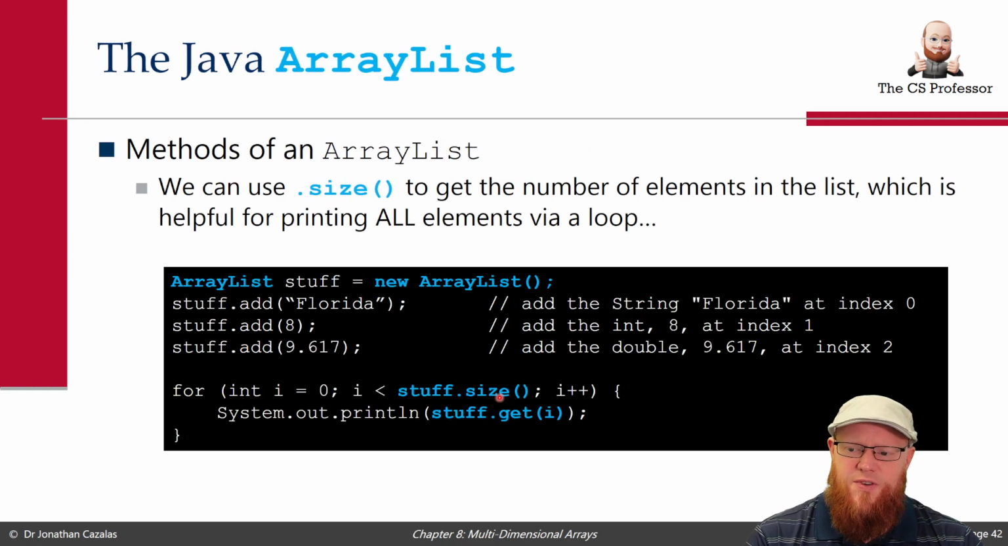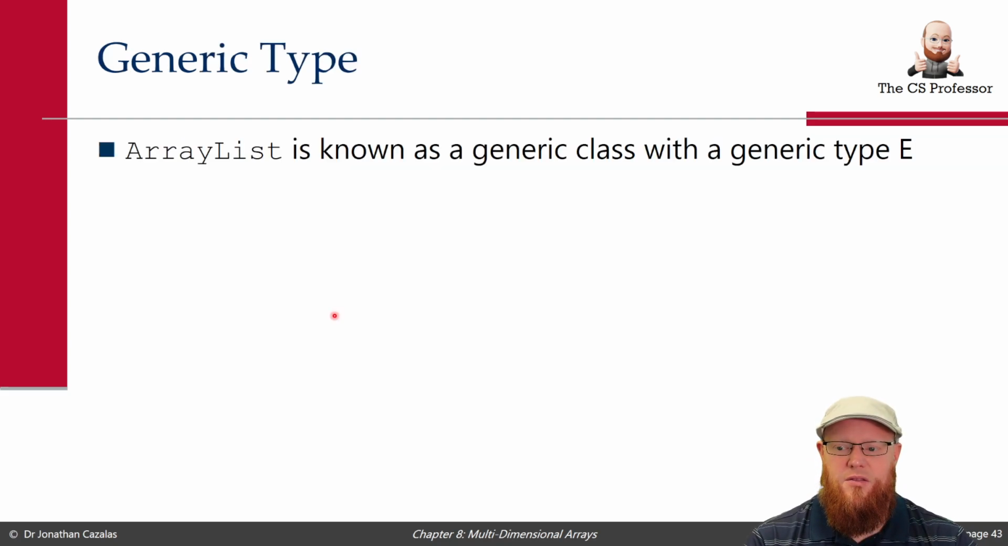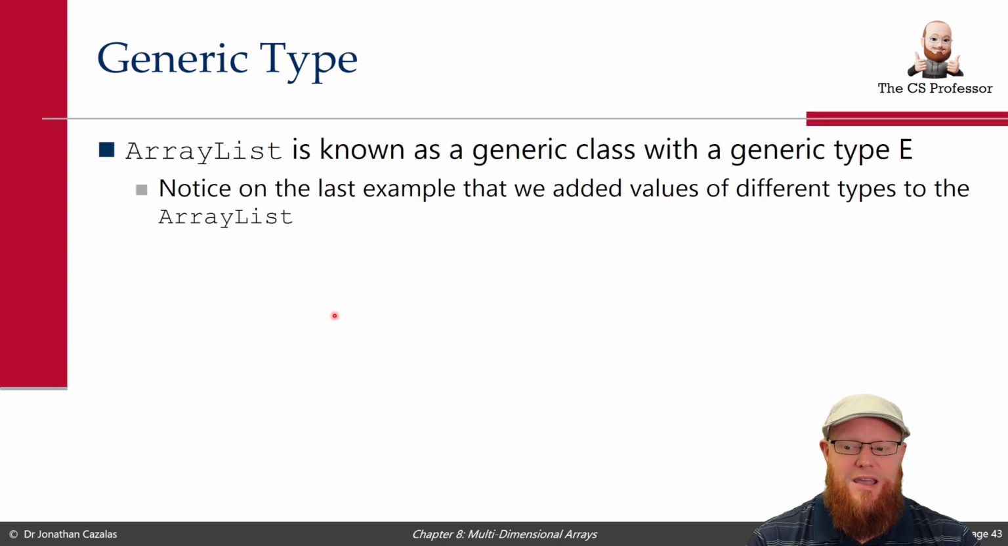So what we've seen thus far is this array list that we can add all kinds of elements to, elements of different types. That's unique. There might be use cases for that. And the value of this is an array list is actually a generic type. It's known as a generic class with a generic type E.